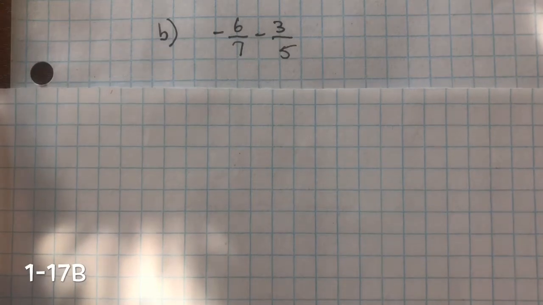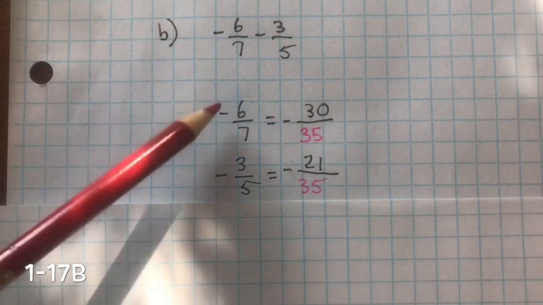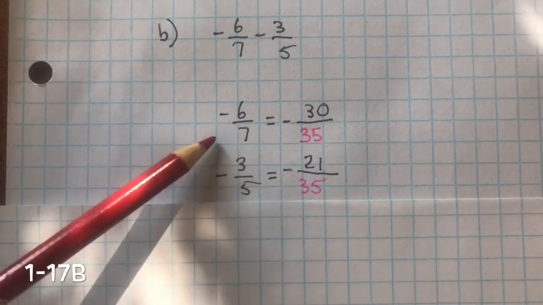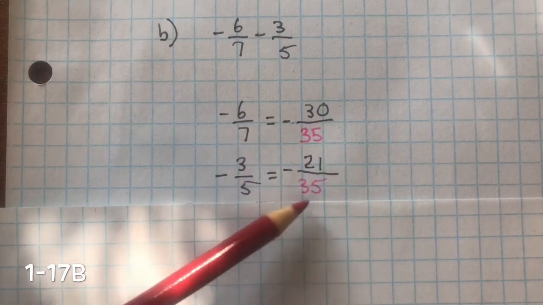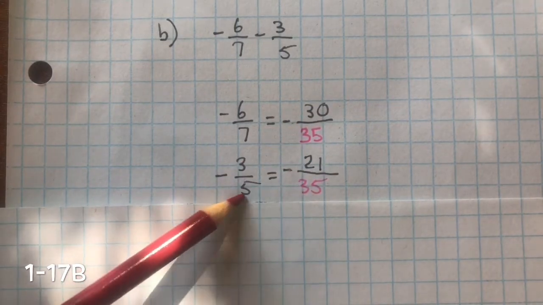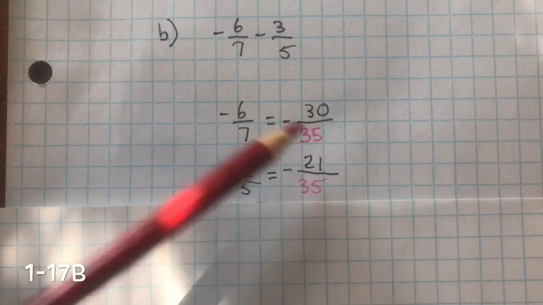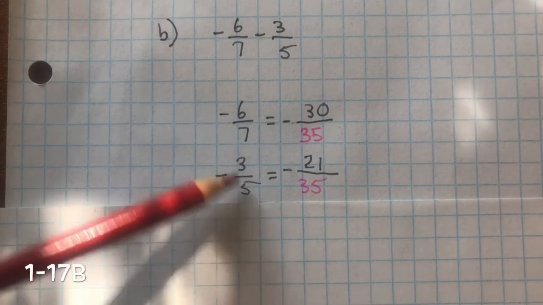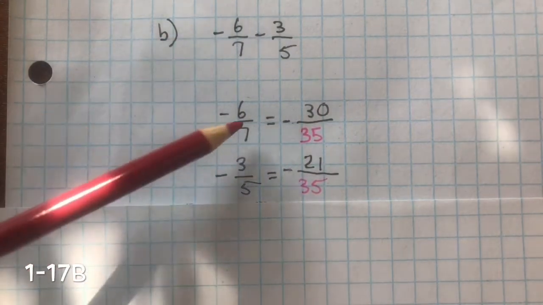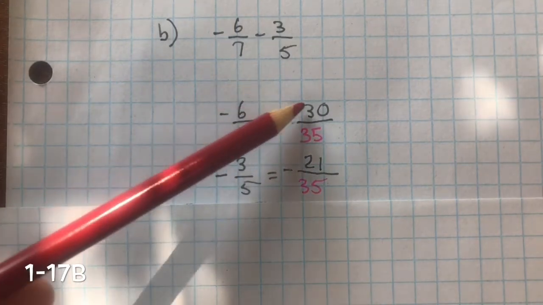Problem B, negative 6/7 minus 3/5. I'm going to go ahead and stack them. And remember, in order to add or subtract fractions, you have to have a common denominator. The common denominator is 35. 5 multiplied by 7 is 35. 7 multiplied by 5 is 35. Whatever you do to the denominator, you have to do to the numerator. So I did 7 multiplied by 5 is 35. 6 multiplied by 5 is 30.